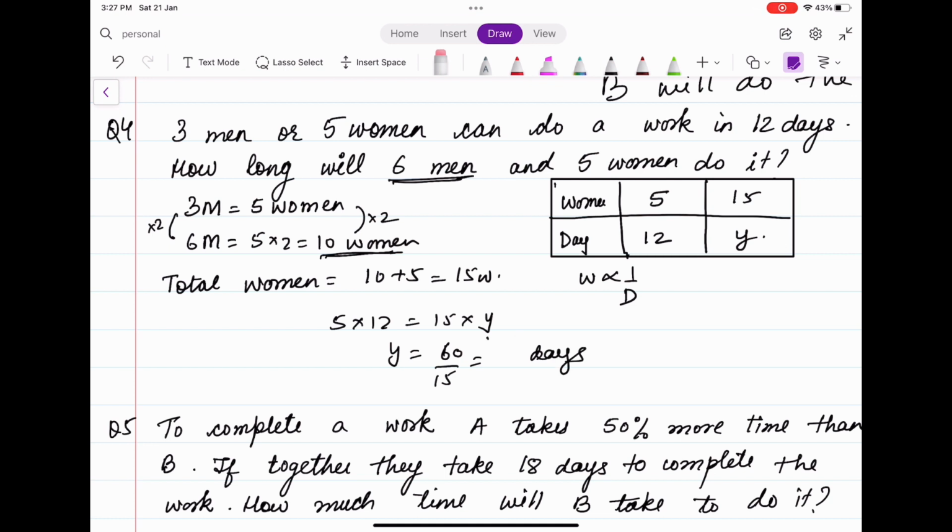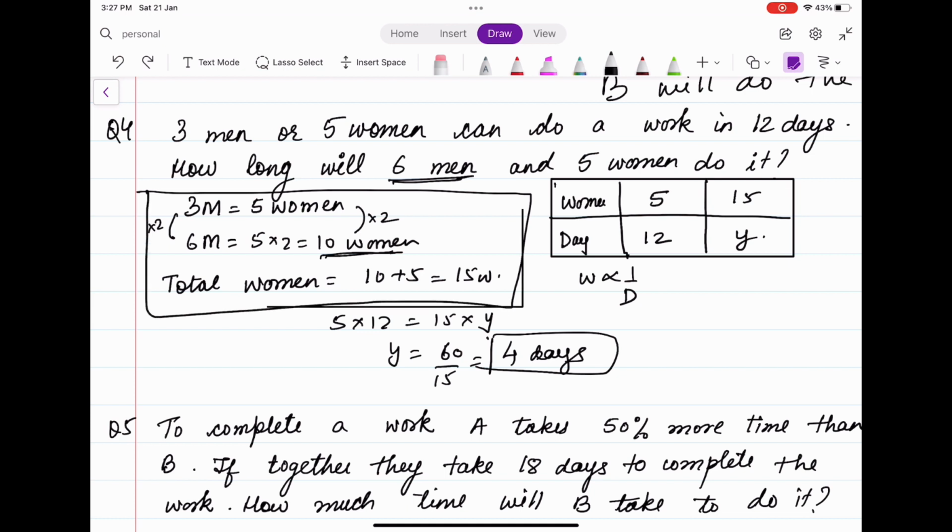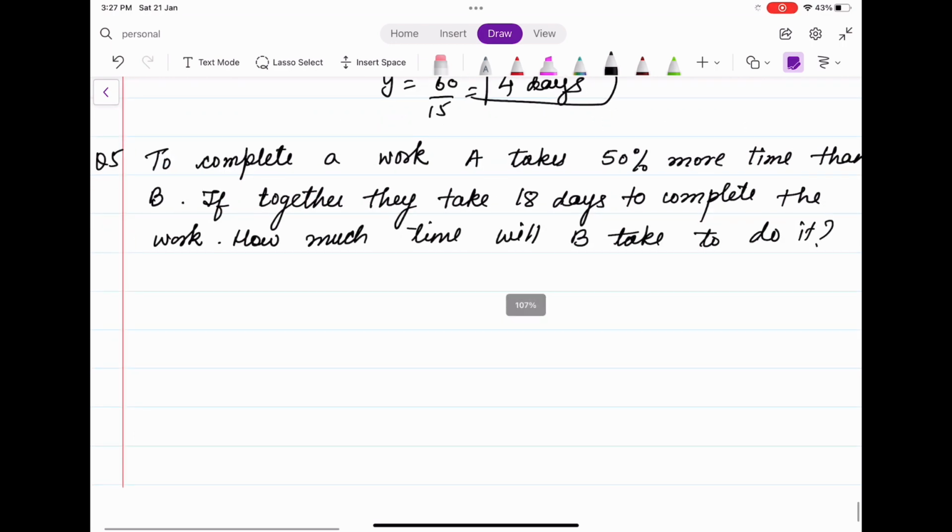So here the major trick of the question is converting men to women. This is the important part of the question which you should understand. So mark this, how we are doing the conversion here. This is important.